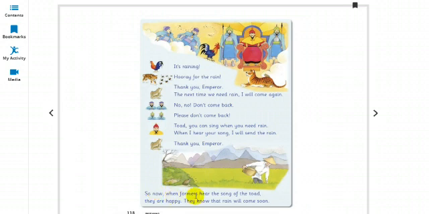The Toad says, "Thank you, Emperor." So now when farmers hear the song of the Toad, they are happy. They know that rain will come soon.